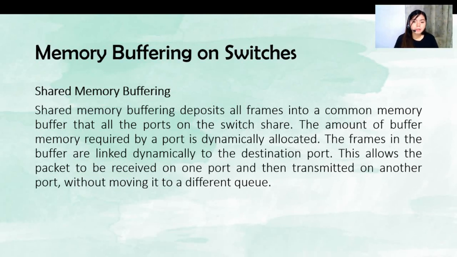Shared memory buffering deposits all frames into a common memory buffer that all ports on a switch share. The amount of buffer memory required by a port is dynamically allocated. The frames in the buffer are linked dynamically to the destination port. This allows the packet to be received on one port and then transmitted on another port without moving it to a different queue.